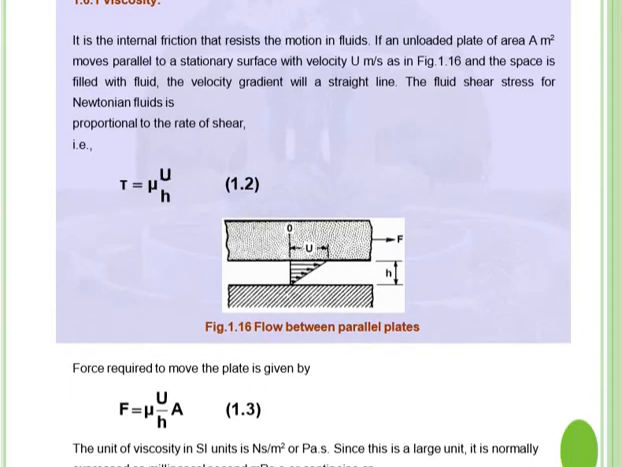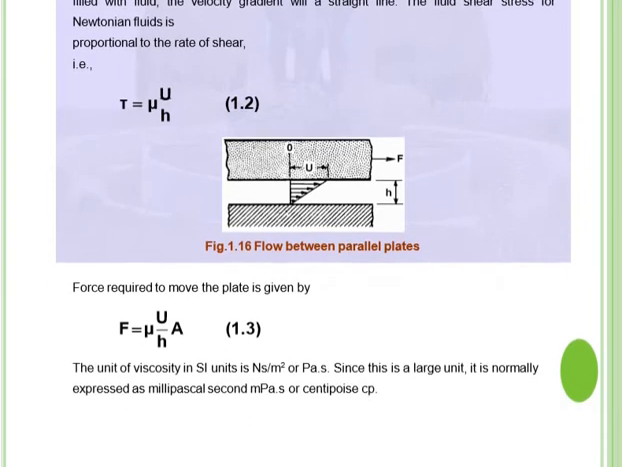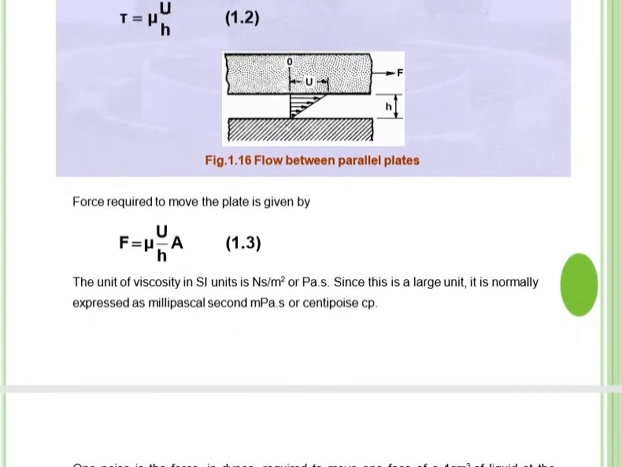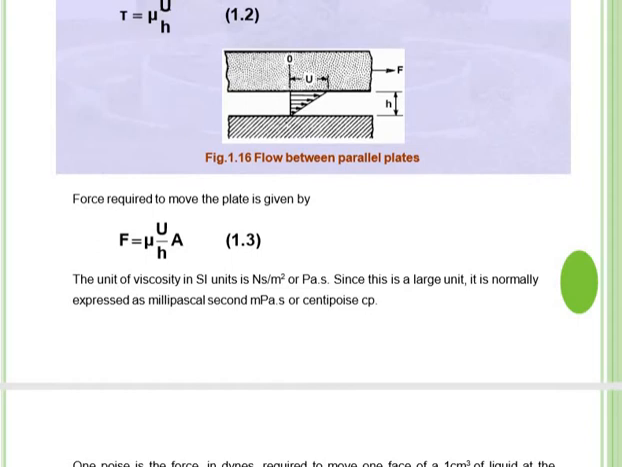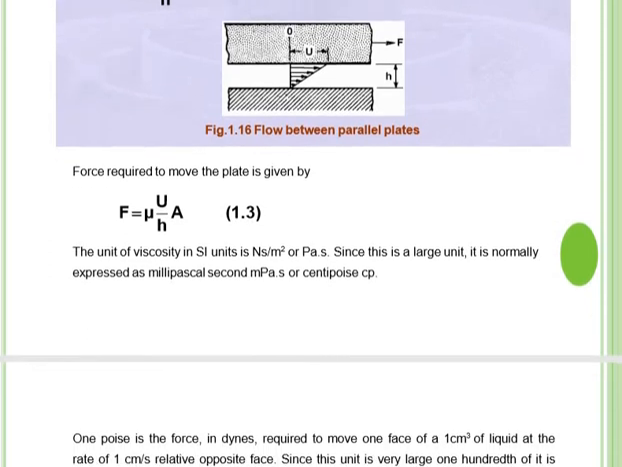You can clearly observe in the figure how one moving plate and one stationary plate will be there, and how the pressure lines will be there, I have clearly shown over there. The viscosity we can measure in Newton second per meter square or Pascal second. The unit of viscosity is Newton second per meter square or Pascal second. Since that is a large unit, it is normally expressed in milli-Pascal seconds.